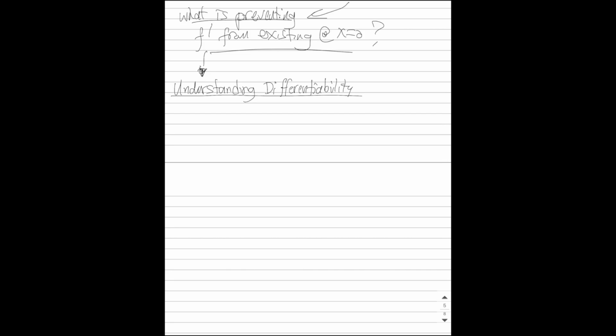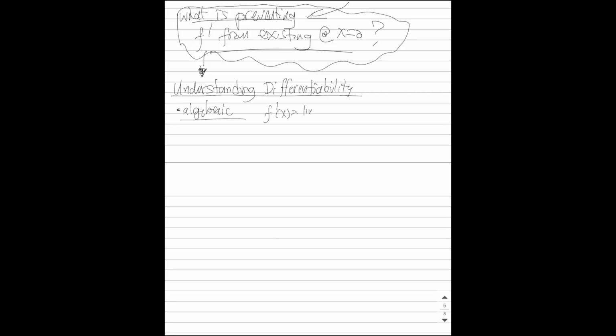We had gone through in the previous video the derivative function for square root of x. There was a problem with the derivative of square root x. It didn't exist at 0. And so we asked this question, well, what's stopping the derivative from existing at 0? Now, to understand that question, we have to understand what it means to be differentiable.